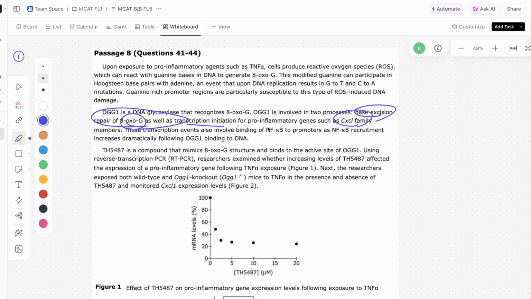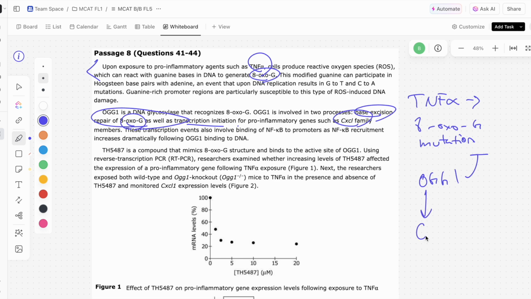And how does this mutation form? It comes from here. Look at the first sentence right here. When you expose these cells to TNF alpha, it can create reactive oxygen species that create this mutation. So what do we have? We have TNF alpha causes this 8-oxo-G mutation. And how do we fight this mutation? We have this gene, OGG1, that recognizes this mutation and attacks it. So it wants to stop this mutation. It basically fixes it. And then a side note, what does it also do? It expresses these pro-inflammatory genes known as CXCL.